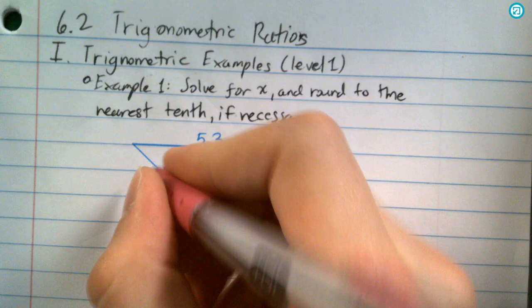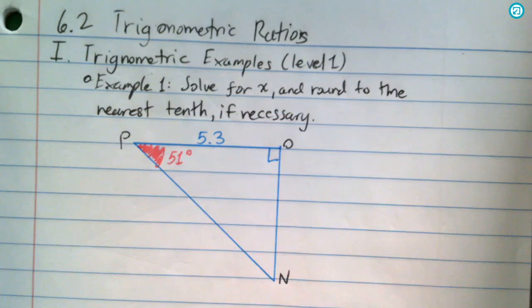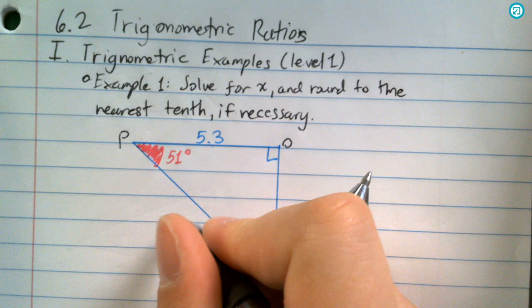Okay? So, we need to figure out what function uses adjacent and hypotenuse, because we have an angle right here with an adjacent given side, but no hypotenuse. So, we're going to call the hypotenuse just some variable. Let's call it x. We're lazy, right? There we go.